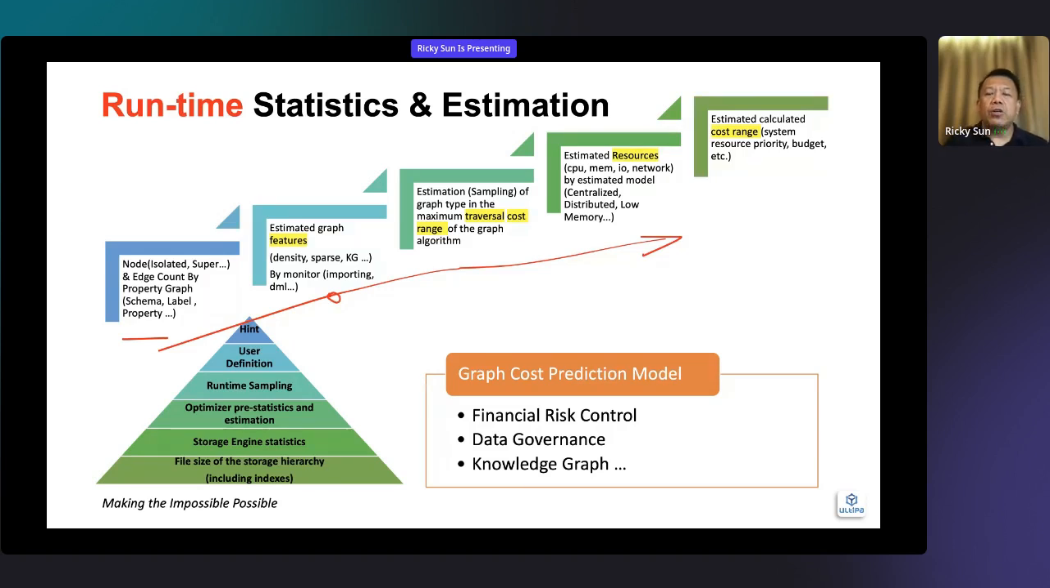Well, there's another category of estimation that you can potentially do, which is the maximum, or average, or minimum traversal cost range of the graph. When you are running a graph query or graph algorithm, are you able to tell the range, to potentially estimate the high bar and low bar in between?